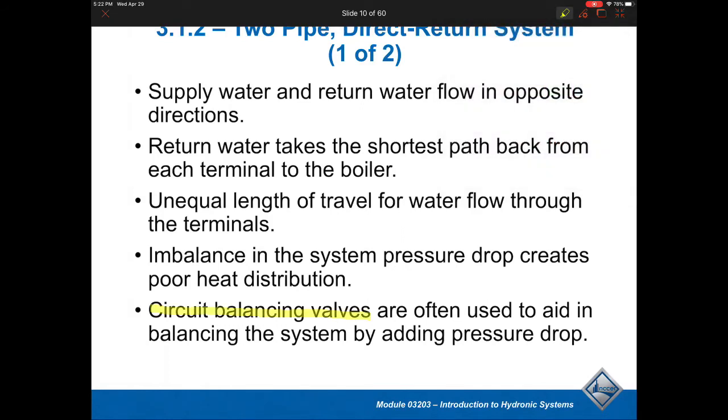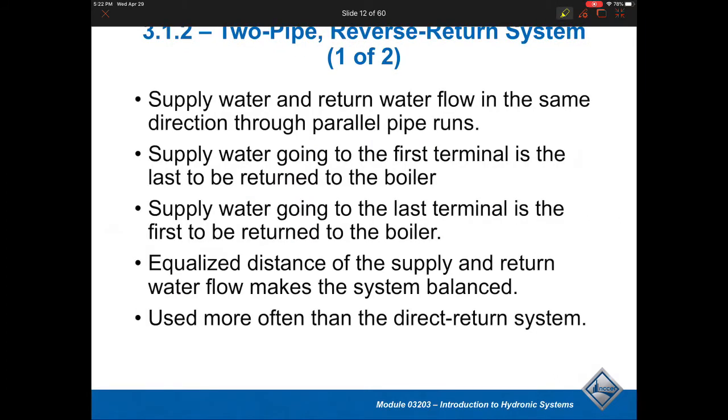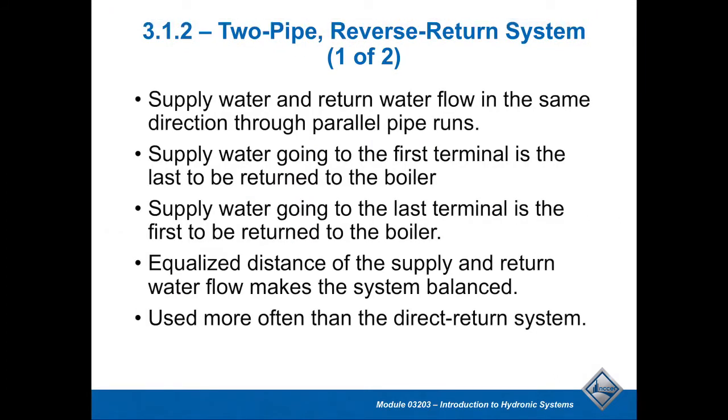So a couple of things that I'm going to highlight here. I talked about circuit balancing valves often being needed. You've got to balance them out. You've got to make the pressure drop. Imbalance in the system is going to really create some problems. And that's the biggest disadvantage of that direct return system. It's a little bit tricky to do that. And obviously that's really the biggest challenge on here. There are some advantages, but that's the challenge.